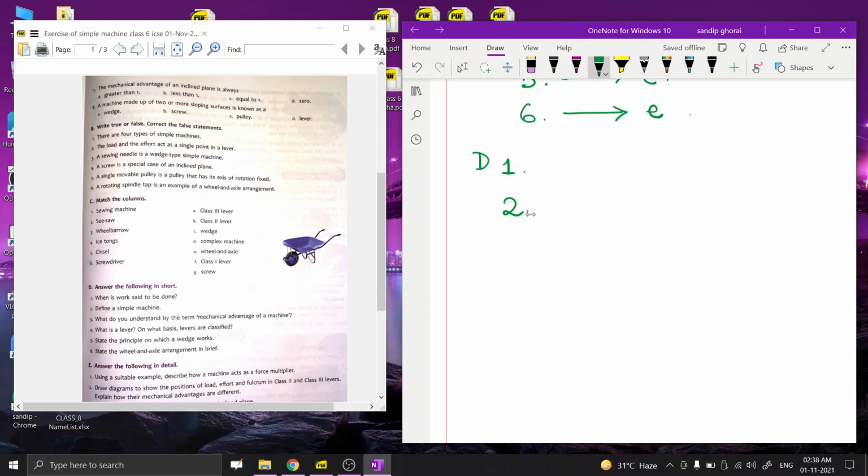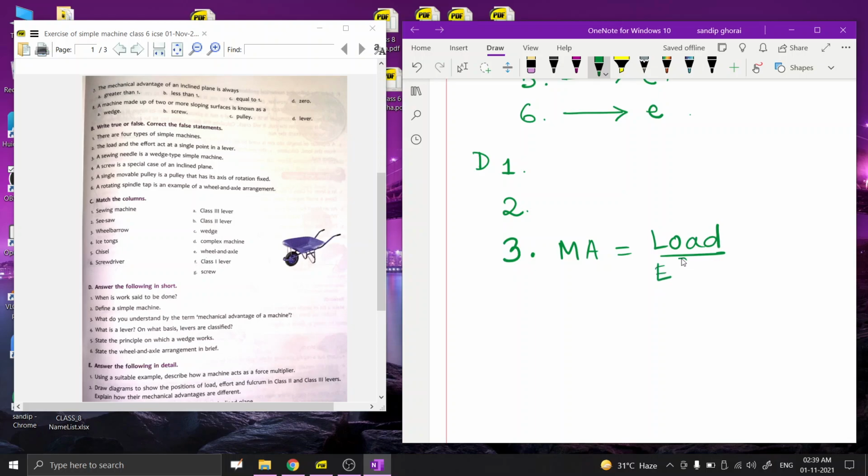Simple machines are classified into six different types: lever, screw, wheel and axle, wedge, inclined plane, and pulley. Now we move to our next question: what do you understand by the term mechanical advantage of a machine? The ratio of load to effort is called mechanical advantage. So MA is equal to load upon effort.